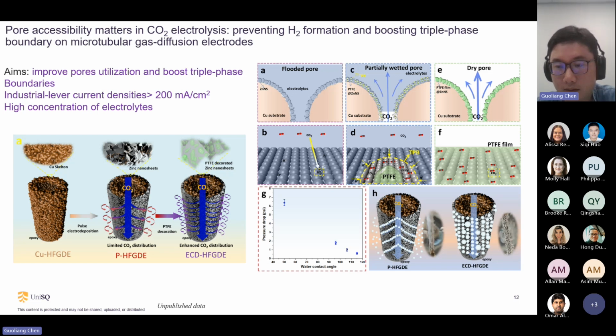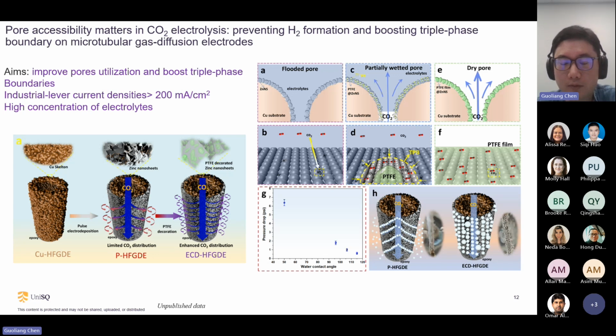But when you apply more PTFE, it will form a PTFE film, so it's fully dried and there is no liquid here. But then you lose the ions and protons from the electrolytes. CO2 reduction also requires protons, so you will have less activity for the CO2 reaction.